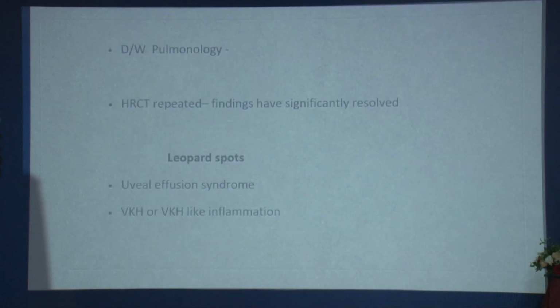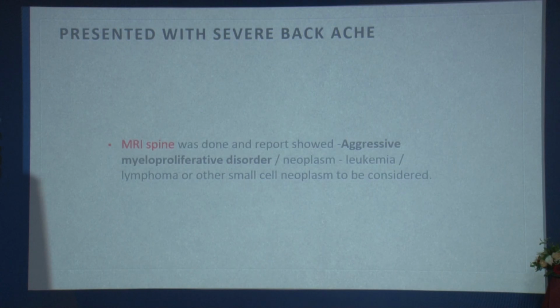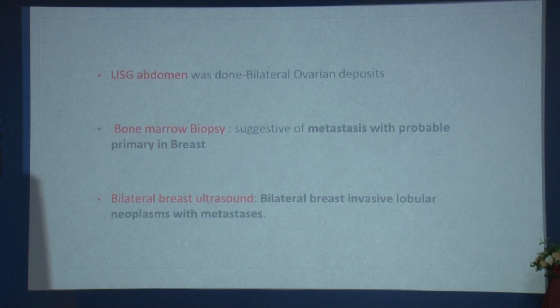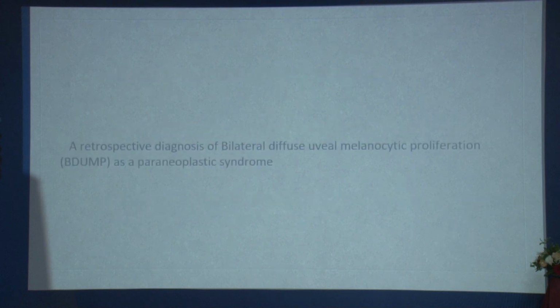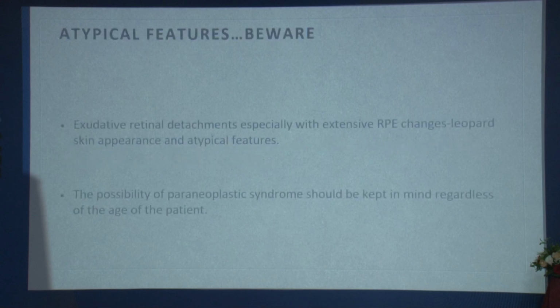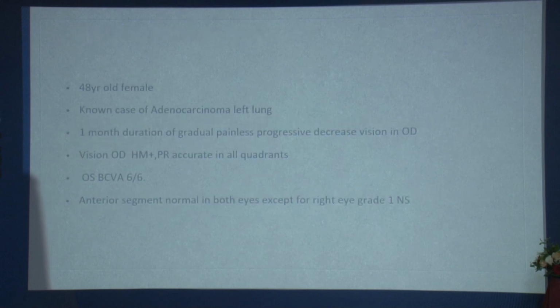And then finally, a few days later, she presented with severe backache, in which she had bilateral ovarian deposits and a bilateral breast invasive neoplasm. So this is BDUMP, bilateral diffuse uveal melanocytic proliferation, that caused her exudative detachment. So I just want to say that when you have extensive RP changes, that leopard skin appearance and atypical features, we should keep in mind the possibility of a paraneoplastic syndrome.